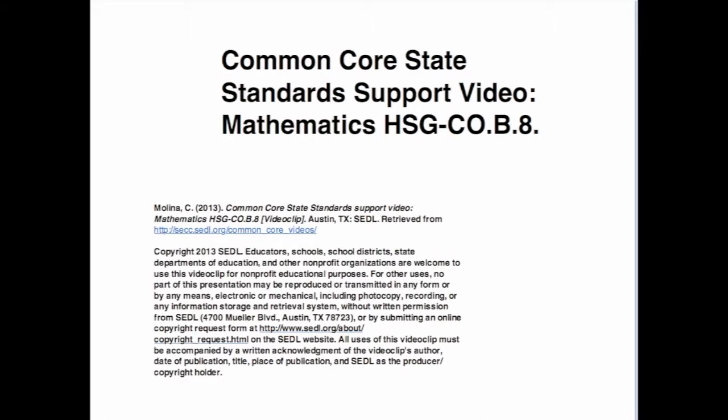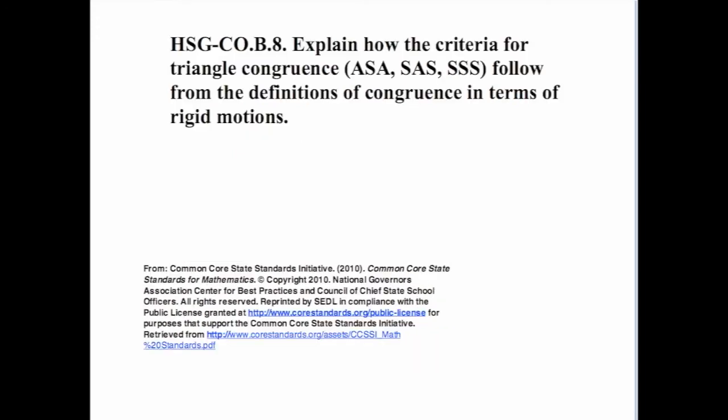This is a Common Core State Standard Support Video in Mathematics. The standard is HSG-CO.B.8. This standard reads, explain how the criteria for triangle congruence, angle-side-angle, side-angle-side, and side-side-side, follow from the definitions of congruence in terms of rigid motions.